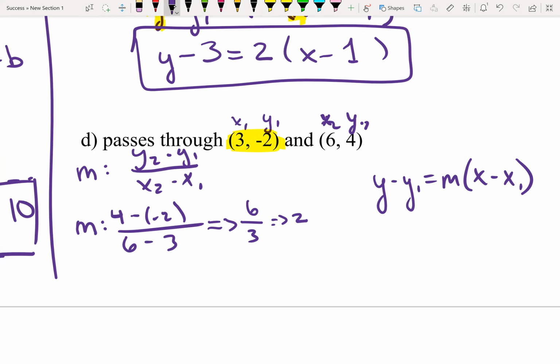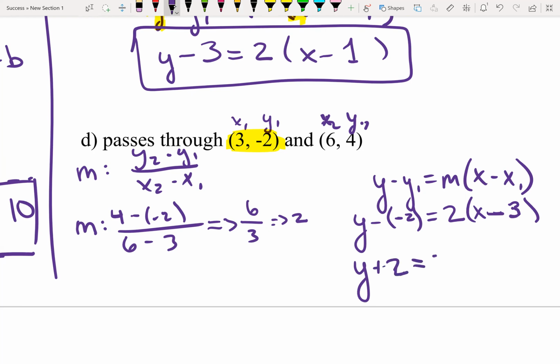All right, first thing I'm going to do, plug in my slope. I'm going to plug in my y minus and my x minus because those are always there. And now I'm going to plug in my points. So for y1, it's negative 2. So I'm going to plug in a negative 2. For my x value, it's a 3. So I'm going to plug in 3. We have this minus a negative 2. I'm just going to clean that up and say y plus 2 equals 2x minus 3.